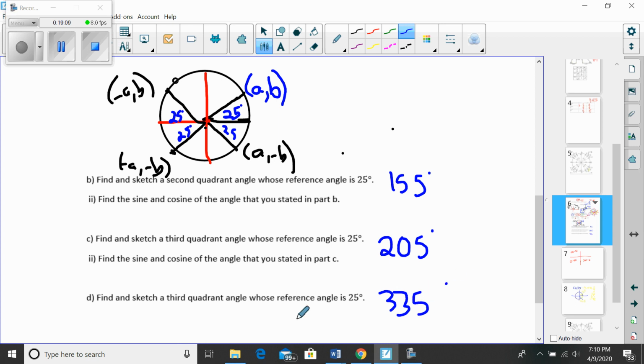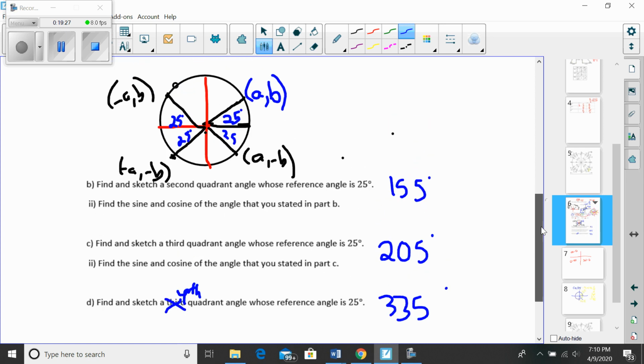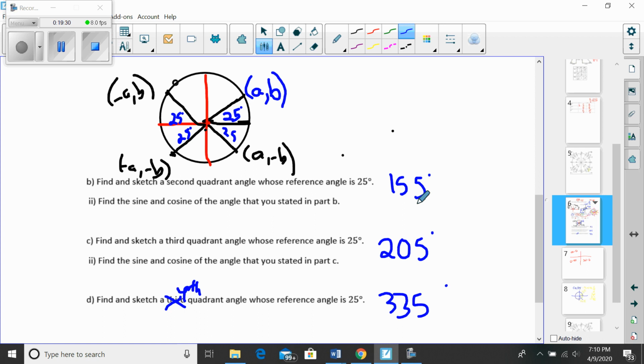Oh, I'm sorry, I just saw a typo here in D. That should say fourth. In D, we're down in the fourth quadrant. Okay, but these would be the angles that have a 25-degree reference angle. All right, I did 180 minus 25. Here I had to add the 25 to the 180. And here I subtracted 25 from 360.